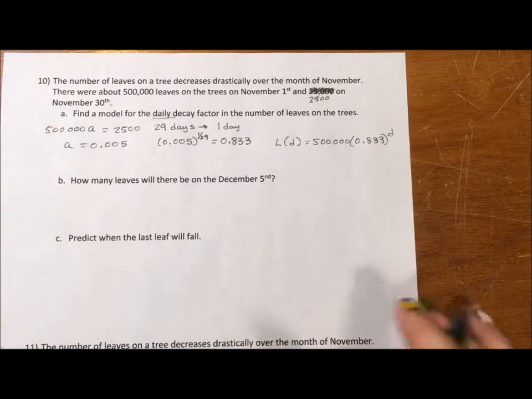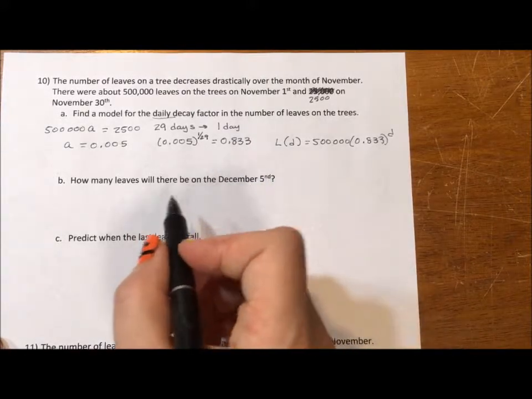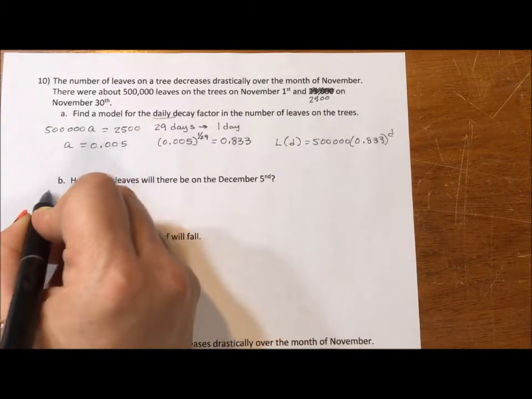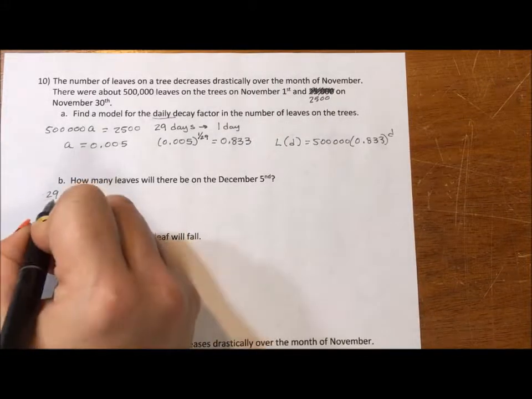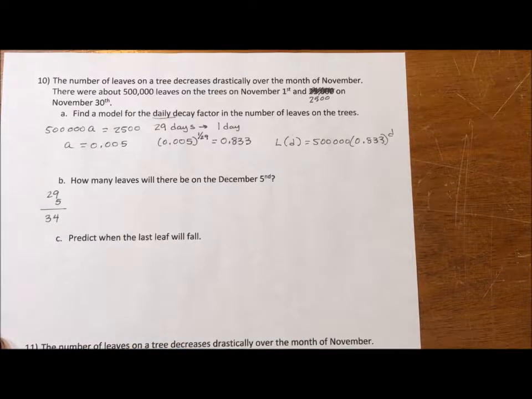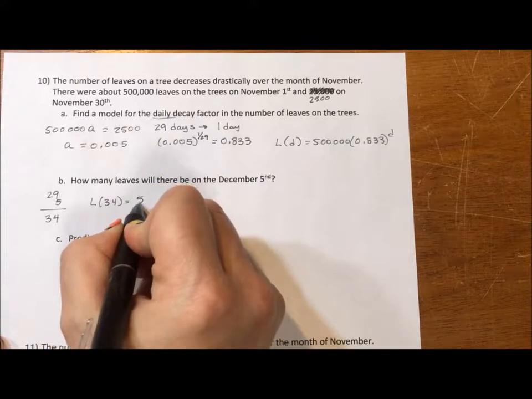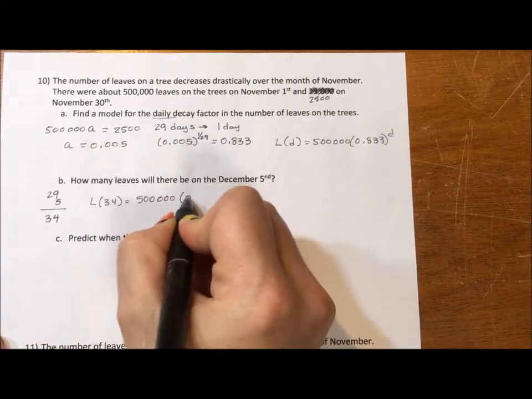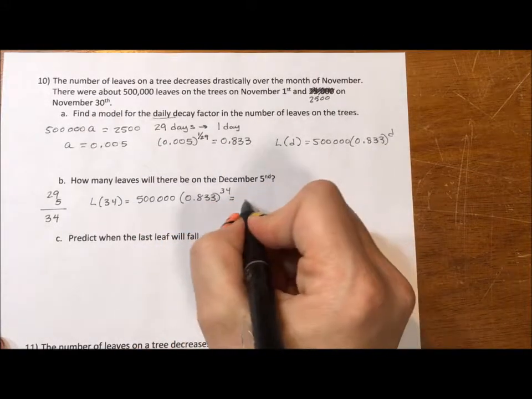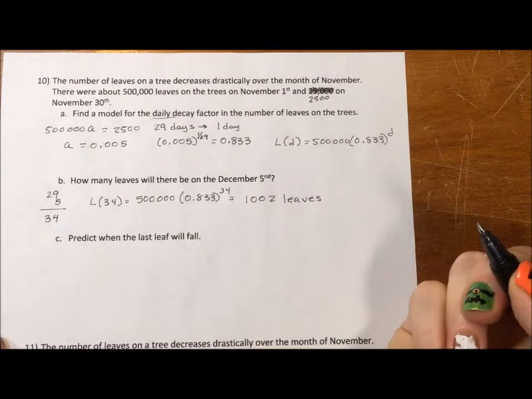All right, step 2, how many leaves will there be on December 5th? Well, from the 1st to the 30th of November is 29 days, and then December 1, 2, 3, 4, and 5 is an additional 5 days. So we want 34 days from our initial. So leaves after 34 days is 500,000 times 0.833 to the 34. And we get 1,002 leaves on December 5th.